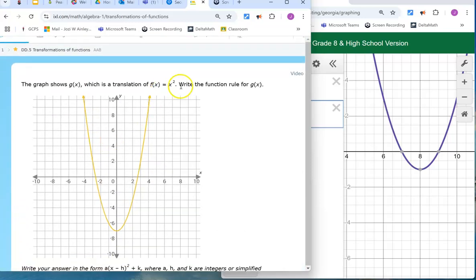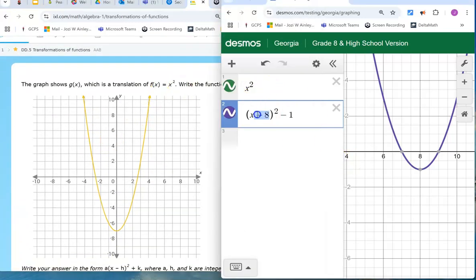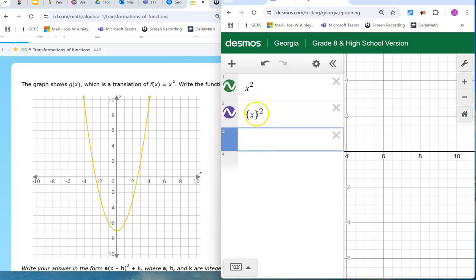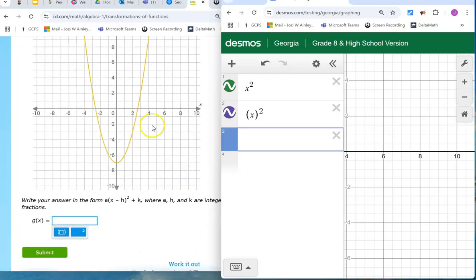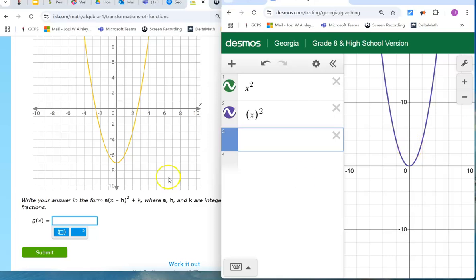All right, so we're starting with a parent function x squared. So I'm going to start with x squared. I'm just going to have my parentheses ready. So your parent function is x squared. So now it's ready. All right, so how do I go from, let me click home, how do I go from this to here?